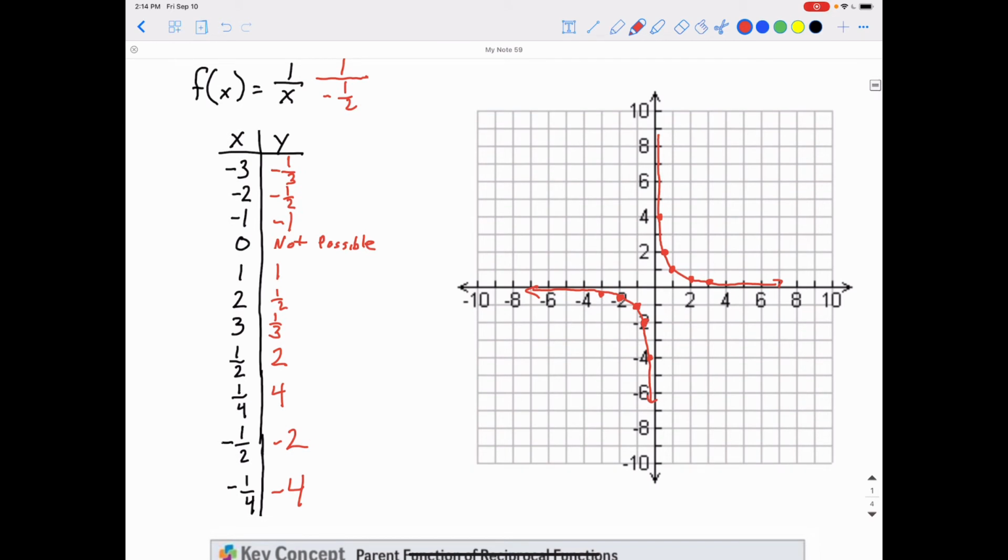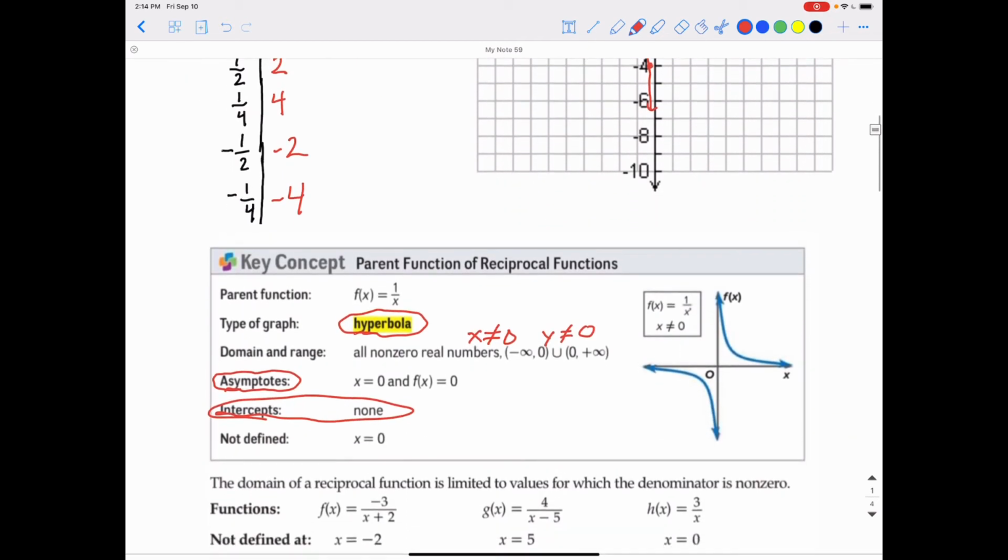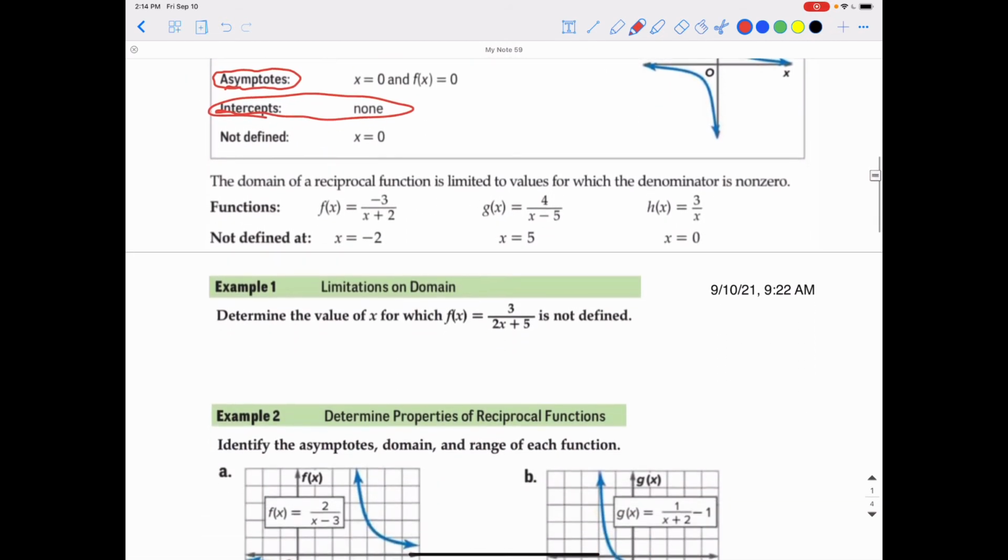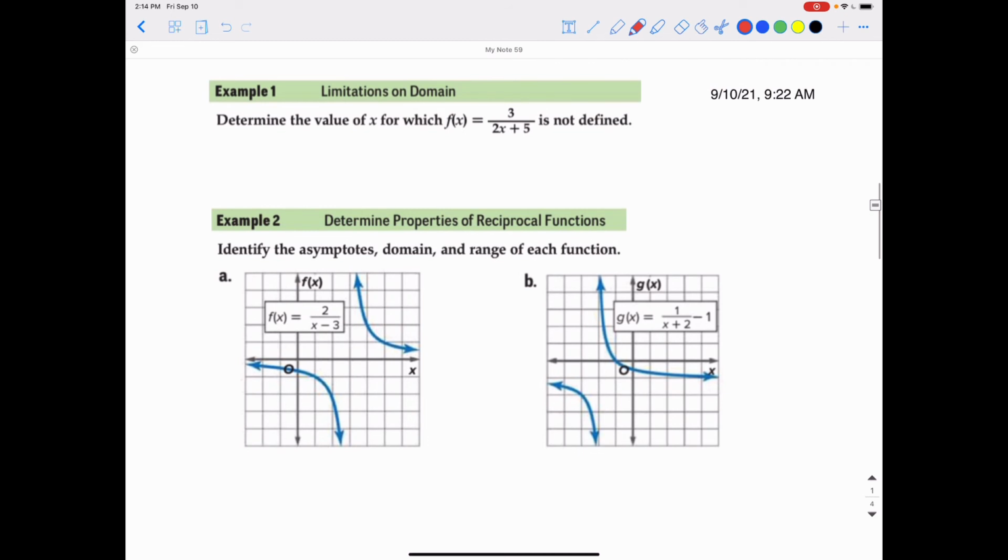So what we're going to do in this section is start to explore these reciprocal functions and what the graphs look like and how they are shifted and various uses for those graphs. So we'll start out by talking about the limitations on the domain.